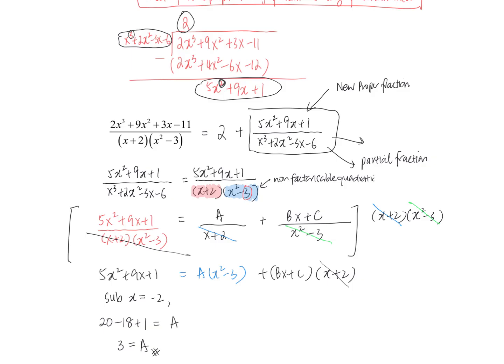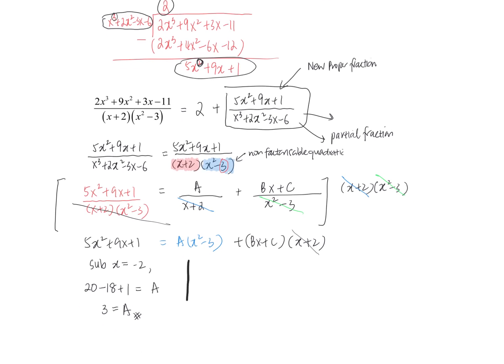That's the first answer you will get. Okay, next one, you can sub x to be anything. So I will sub x as 0 so that my b can disappear. So I sub x as 0, I will get 1 on the left hand side. And then minus 3a. b will be gone. So it will just be 2c here.